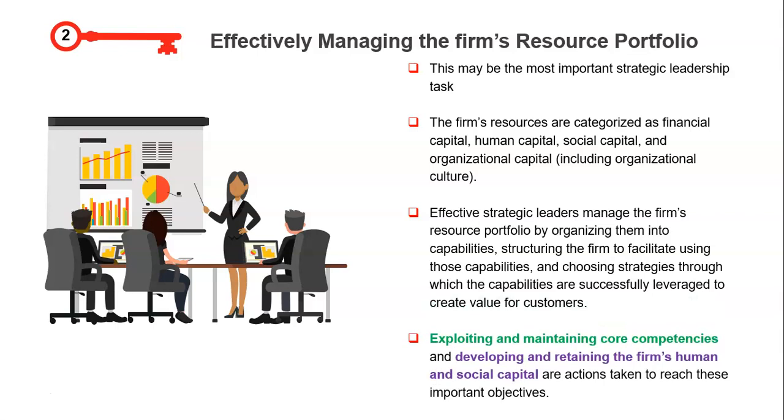So exploiting and maintaining core competencies and developing and retaining the firm's human and social capital are actions taken to reach these important objectives. And we will look at these two actions separately.